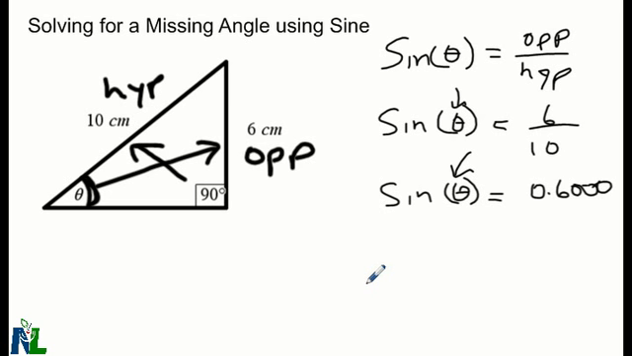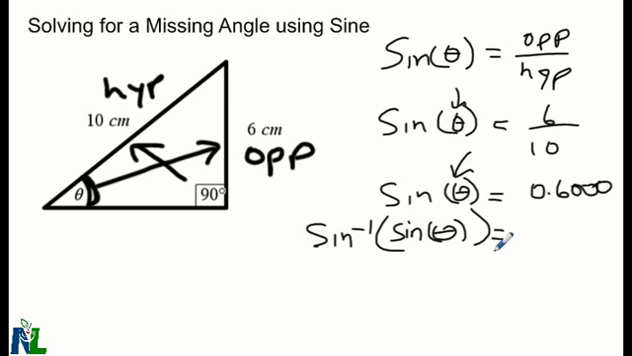Now, sine is not a number. Sine is a function. So we have to do the opposite or the inverse of that function. We have to do the opposite or inverse of sine. And for us, we're going to label that as sine to the minus 1. And inside the brackets or inside the parentheses, we will put sine theta. So the inverse or opposite of sine is sine to the minus 1.